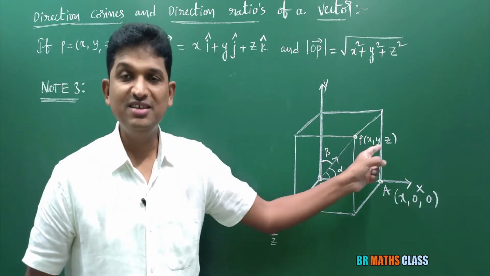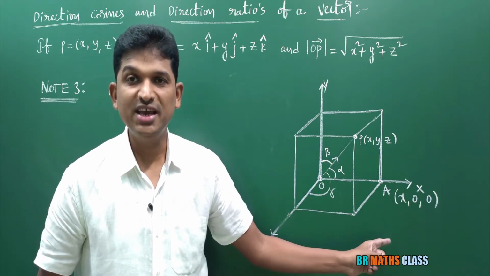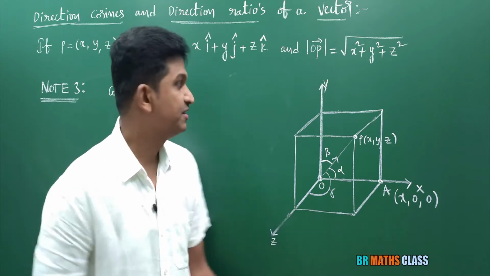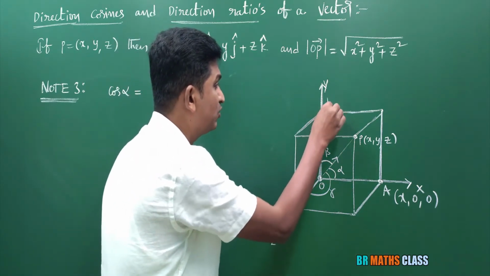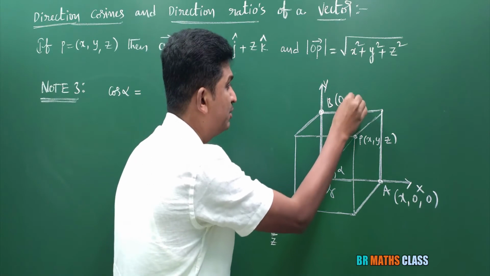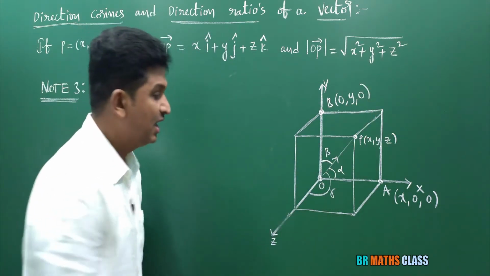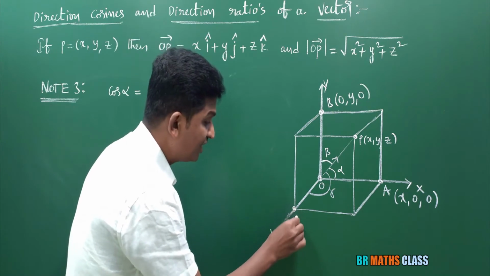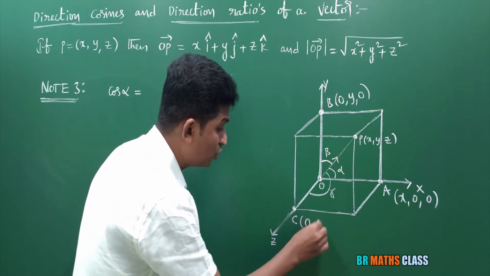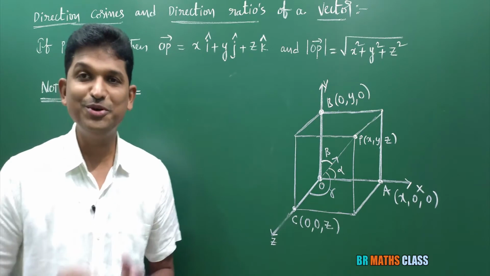So if the point P is x comma y comma z, then the point A is x comma 0 comma 0. Similarly, if I consider this point on the y-axis as B, this point B will be 0 comma y comma 0. Why? Because P is x comma y comma z. If I consider this point as C, this point is 0 comma 0 comma z. I hope you are understanding.